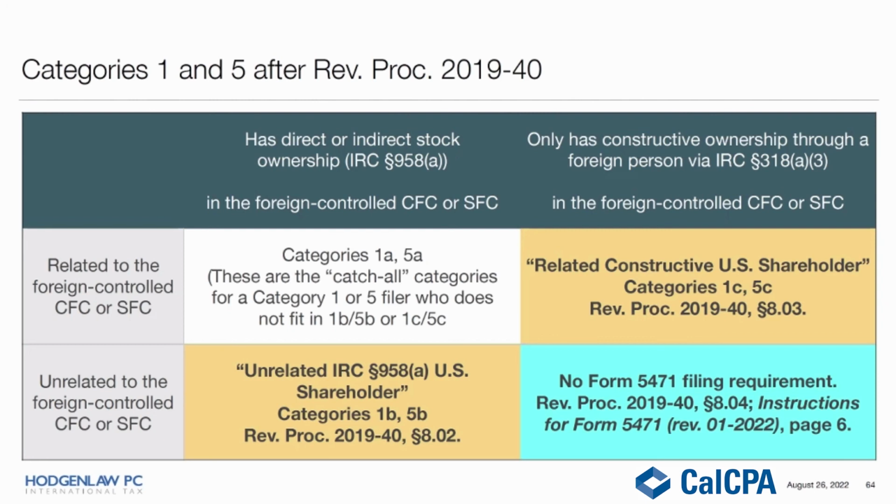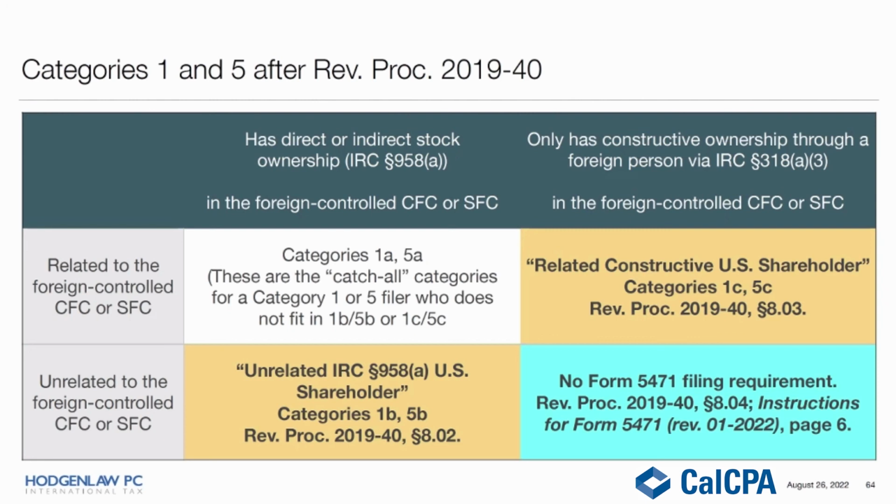And what we're going to spend our time on now is looking at those two yellowish, goldenrodish ones, whatever color that is. Related constructive U.S. shareholder. In other words, you're close to the throne of the king, but you're a constructive U.S. shareholder, meaning you don't have shareholder power, right? You're a random person as far as they're concerned. And unrelated, Section 958 means that you are unrelated, you're distant, but you have this indirect power.